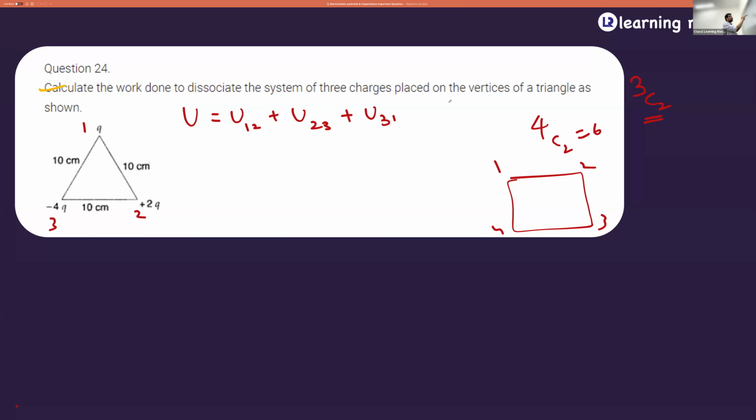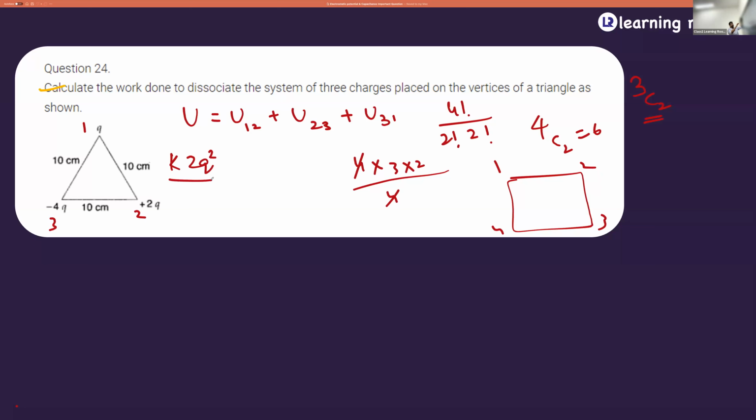So everybody knows 4C2 is 4 factorial divided by 2 factorial into 2 factorial. Okay. So 4 into 3 into 2 divided by 4. This and this are 1. 6 is the answer. So using that logic, what will be the answer here? So U12 is K. Directly tell me, no? Tell me with the sign because I have combination of charges. So tell me with the sign, Q into 2Q. It is going to be 2Q square.